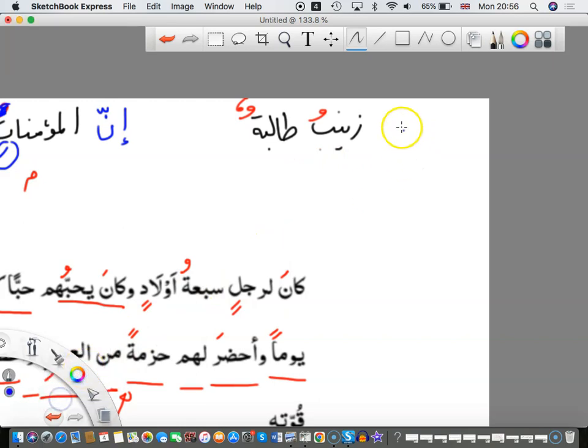Alright, let's add kana to this now. Okay, what does kana do? Is that correct? It was supposed to be kanat. If you put kana, you lose the mark. Kanat, you're supposed to know that. Why is it kanat? Because Zainab is feminine, so the fi'l has to correspond, like sami'at, kanat. Okay, what vowel do we change?